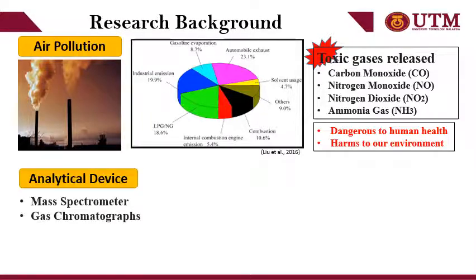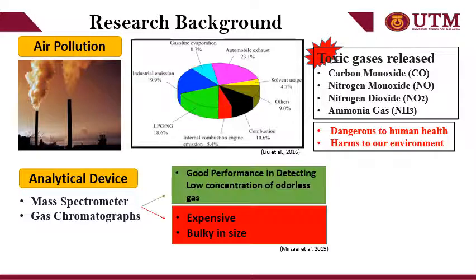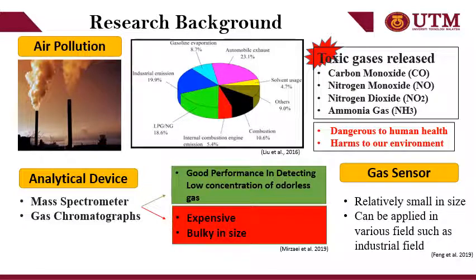Analytical devices such as mass spectrometer and gas chromatograph are used to analyze and detect hazardous gas present in our environment due to their high performance in detecting low concentrations of odorless gas. However, these analytical devices are expensive and bulky in size, which limits their application in many areas, and they are mostly used in laboratories only. Gas sensors, which are relatively small in size, can be applied in various fields.